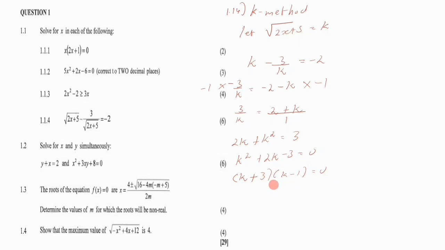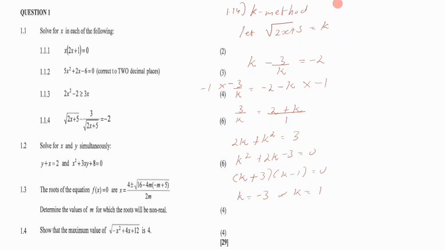So yeah, hopefully I factorized well. 3 times -1 is -3, yes, and then 3 minus 1 is 2, so it's good. Then at this point we know we have to equate each bracket to 0. So let's just fast forward to k is equals to -3 or k is equals to 1.